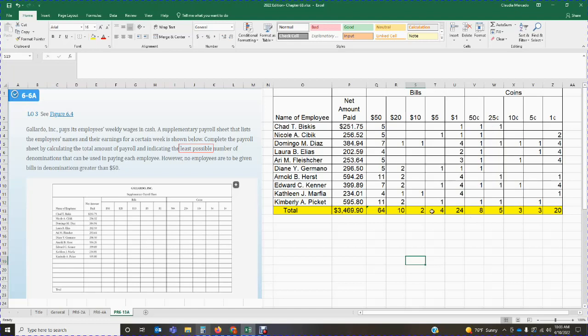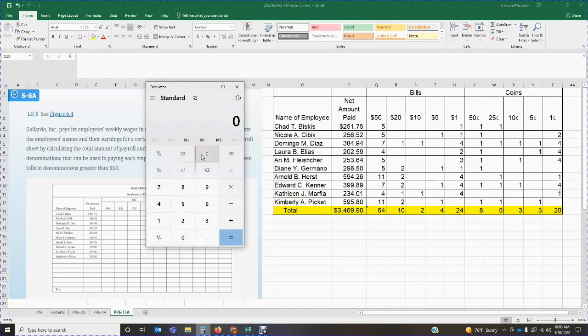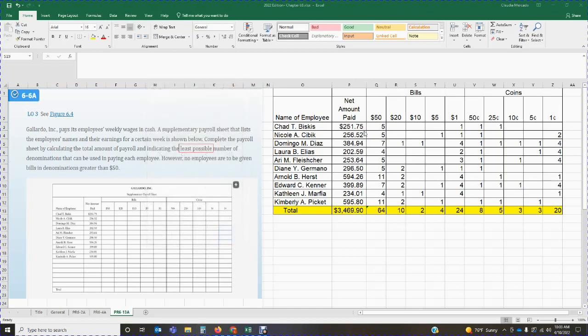Okay. So that is basically it for this problem. Not difficult at all, but I did want to show it to you because some students struggle just with the issue that they don't follow the instruction that says the least possible number of denominations. Okay. Be very careful when you're doing your addition. Use the calculator, okay? Yes, you can do this in your head. Yes, count with your fingers, whatever works for you. Just make sure that you get your total correct, okay?